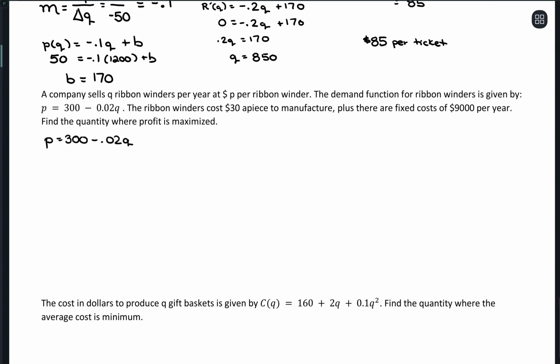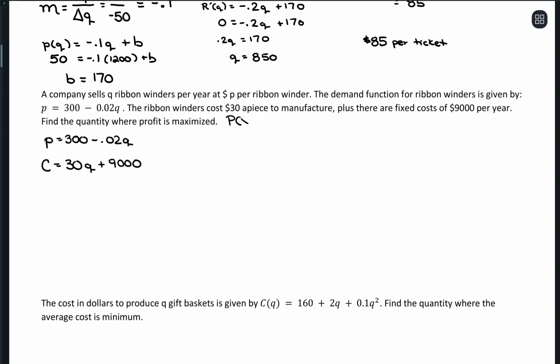The ribbon winders cost $30 a piece to manufacture, plus there are fixed costs of $9,000 per year. So for cost, what we're going to have is $30 a piece, so 30 times Q, and then a fixed cost of $9,000 per year, so then we'll just have plus $9,000 for that initial cost. So find the quantity where profit is maximized.